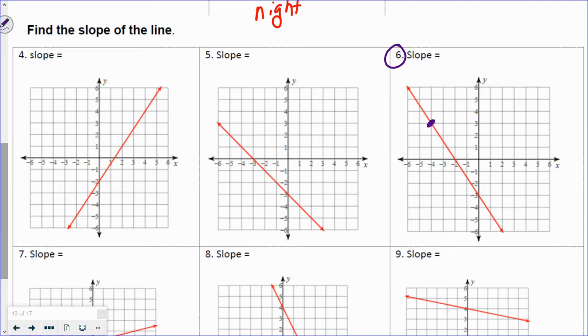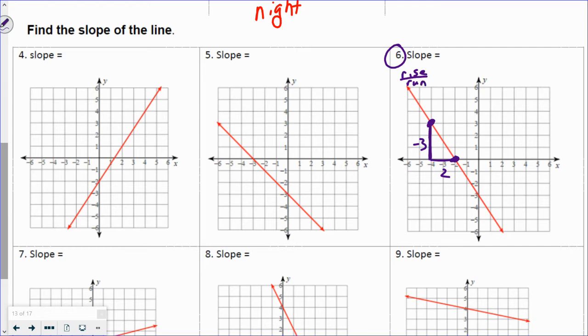I got a pretty point right there. All right, there's a pretty point right there. And remember, you only need 2 pretty points. Okay, so to get from 3 to 0, how far do I go down? I go down 3 lines. Then I run over 2. And remember, slope is rise over run.